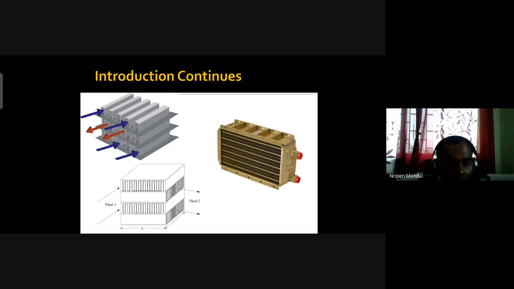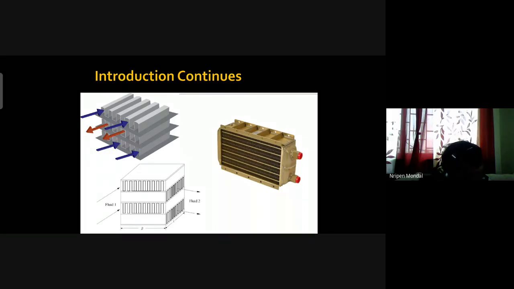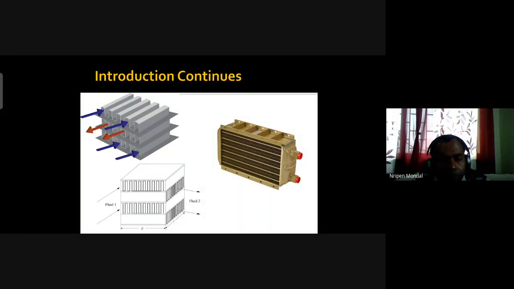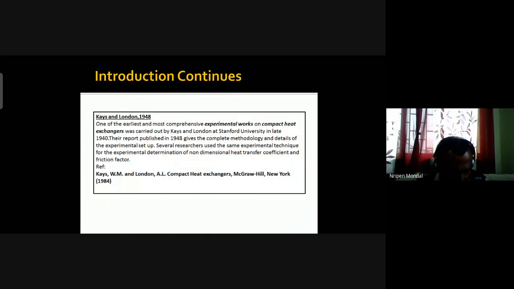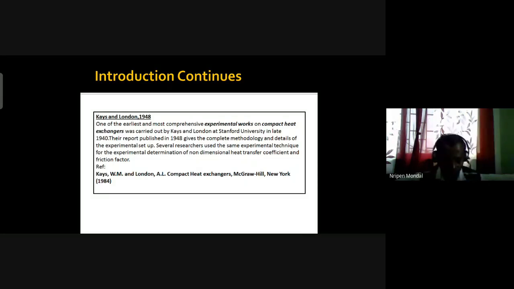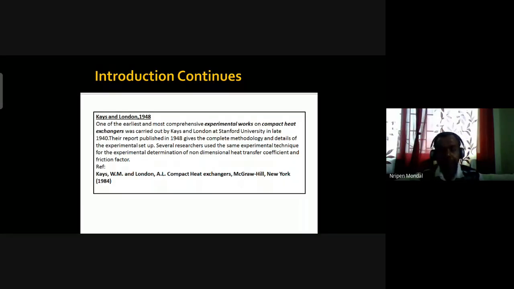For a liquid stream, we use a low height corrugation matching high heat transfer coefficient with lesser surface area, while for a low pressure stream, we can use a high corrugation height matching low coefficient with higher surface area. One of the earliest and most comprehensive works was done by Kays and London in 1948. Their work gives the complete methodology and details of the experiment, which set up other researchers to use the same experimental technique for experimental determination of heat transfer coefficient and the friction factor.